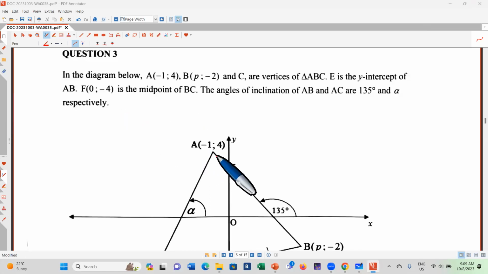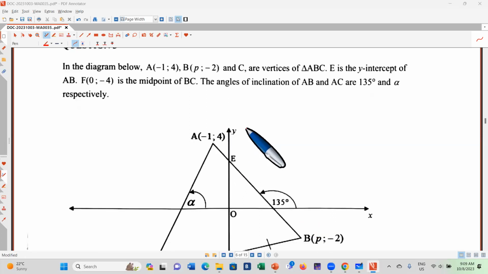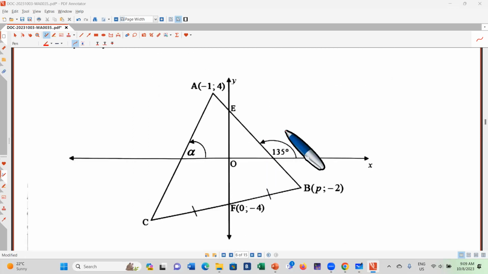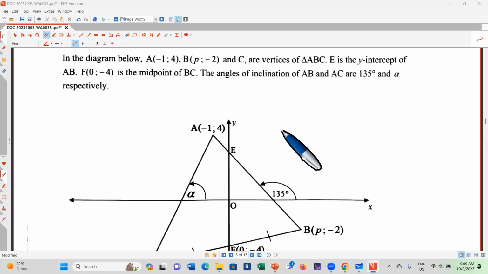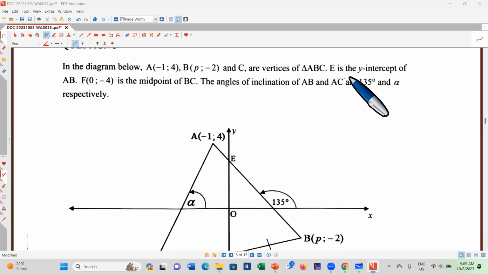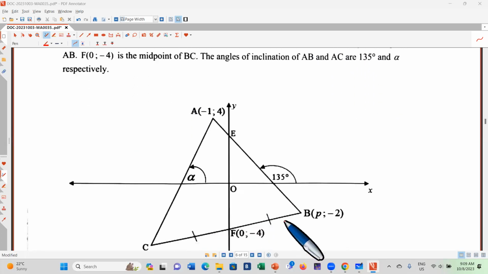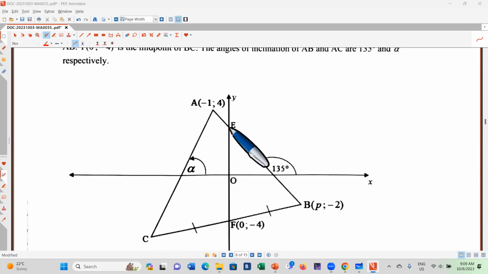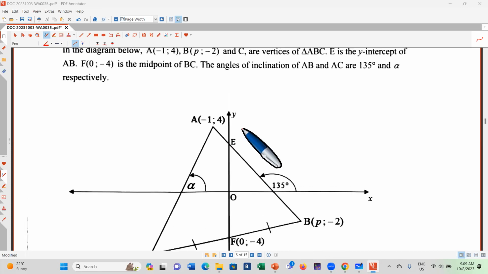So we're considering the point A with coordinates -1, 4. We shall do a lot of the questions. The point B has the coordinates P and -2. And we have an extra point, C, and these are the vertices of triangle ABC. E is the y-intercept of AB. Here is the point E. It is the y-intercept of the line AB. Here is the point E there.